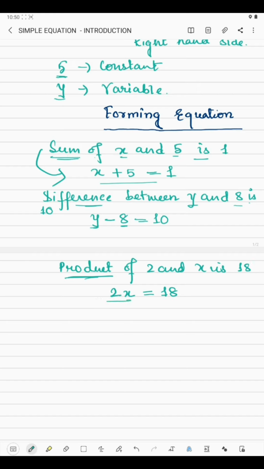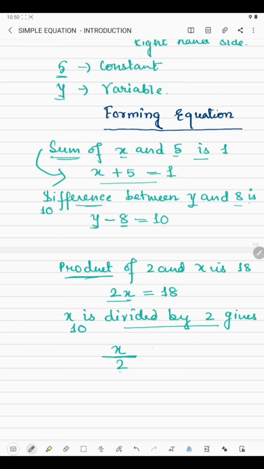Okay. Now suppose the statement is x is divided by 2 gives 10. So what will be the equation for this statement? X is divided, so we will have to put a divide sign. X is divided by 2, so x by 2 gives 10, meaning equals to 10.